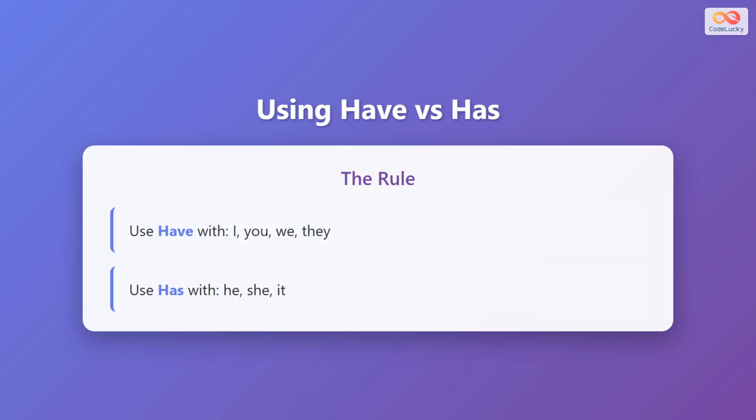Choosing between have and has depends on the subject. Use have with I, you, we, and they. Use has with he, she, and it. This rule is the same as in present perfect statements, but remember that in questions, have or has comes first.